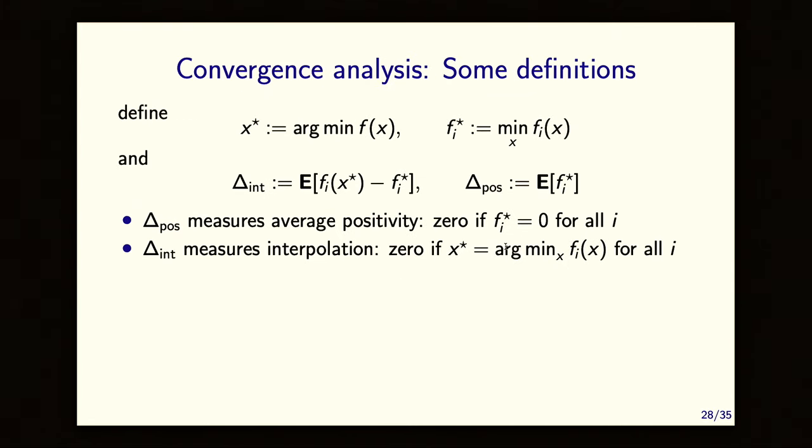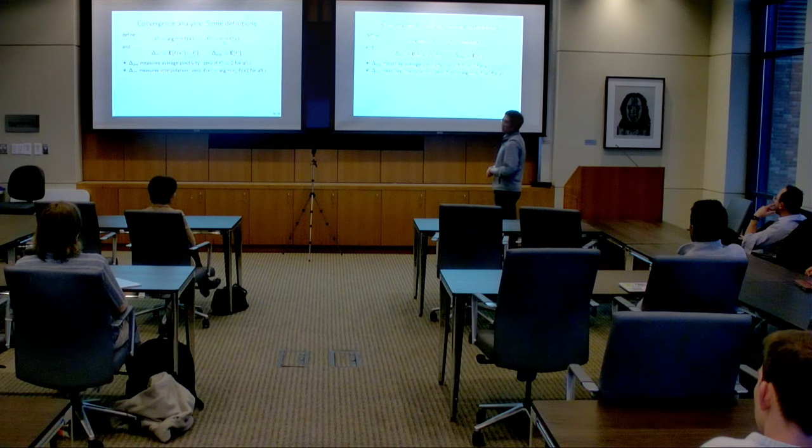So there are definitions, of course. We have the argmin of the whole problem, and we also have the minimum function value of each f_i. I almost forgot why we called it int. I guess my co-author coined the name. I was not agreeing. That's the interpolation.